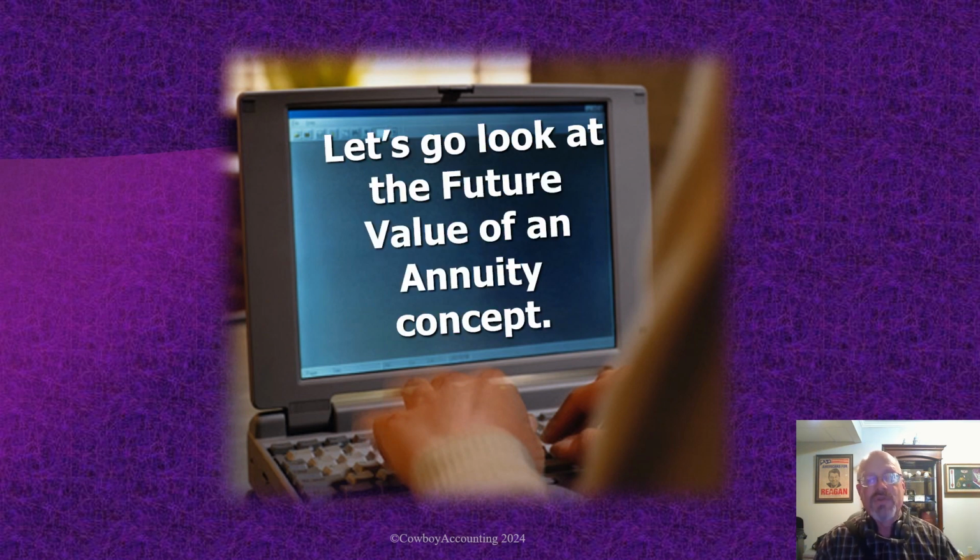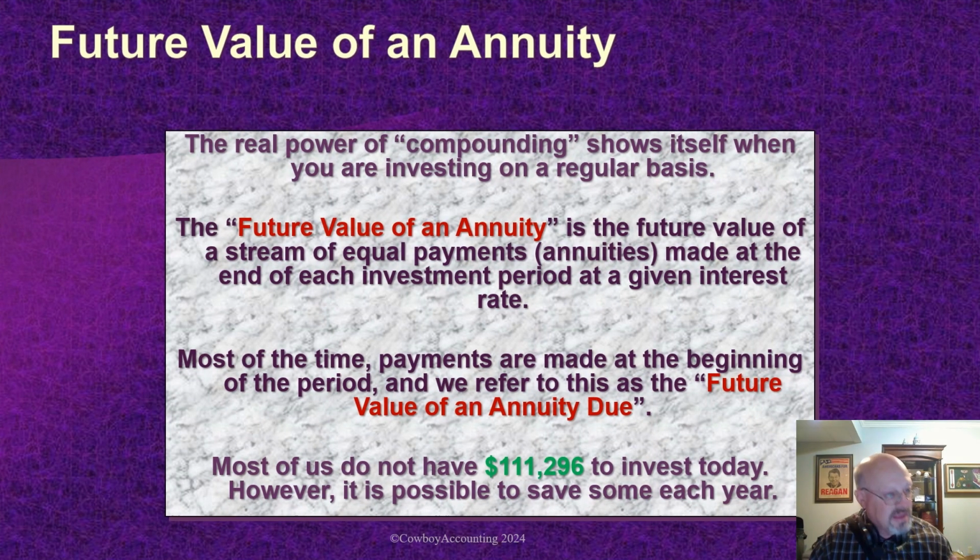So the future value of an annuity basically says that we're going to invest a stream of equal payments over time. This is what we call compounding. Not only are we going to earn interest on interest, but now we're going to be adding to the base each year too. So it's also going to be growing. So the future value of an annuity is the future value of a stream of equal payments made at the end of each investment period at a given interest rate, an average interest rate.